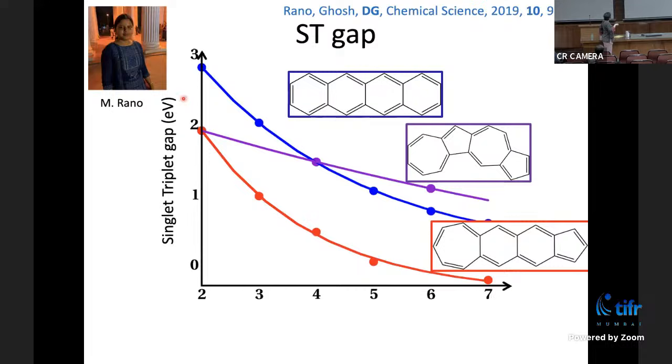But here we see that while we start from a much lower singlet triplet gap, the decrease in singlet triplet gap is pretty slow. In the case of these fused acene azulenes, on the other hand, we start low and go down fast. So in fact, we can obtain these singlet triplet crossovers. That gives us quite a bit of tunability with quite simple structures, according to a chemist.